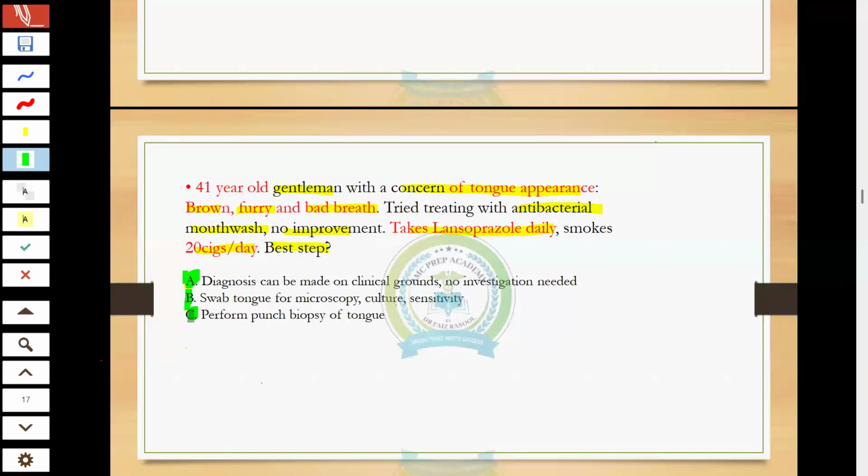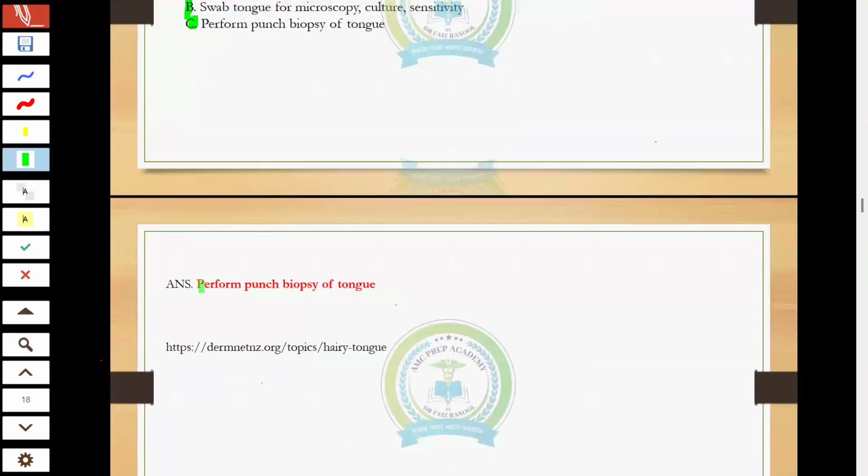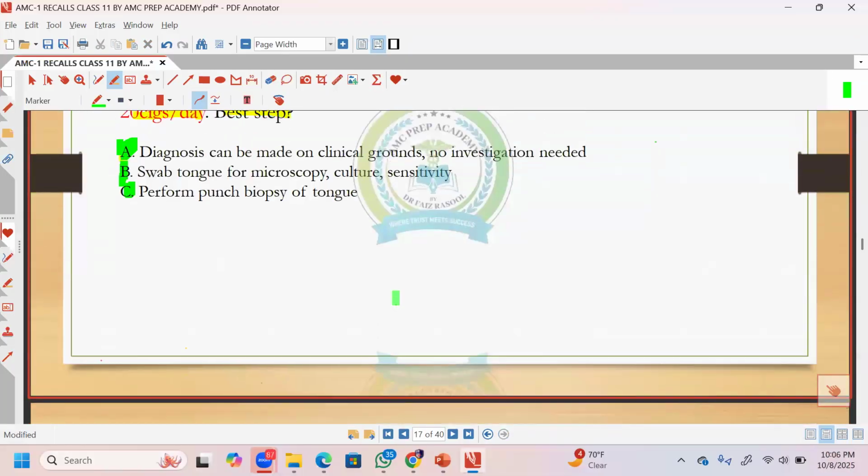Okay. We will go with guidelines. Move to the answer. The answer is perform punch biopsy of the tongue. We will take help from DermNet as well.